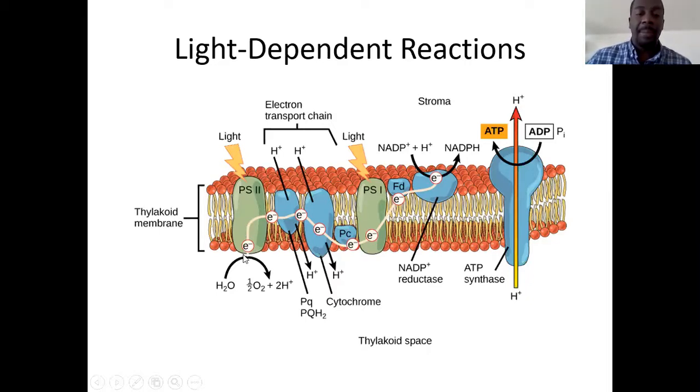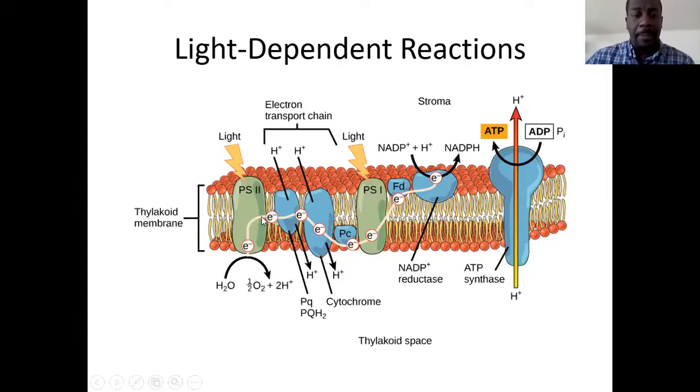When that happens, that'll break water into oxygen and hydrogen ions. So that's going to be two of our products right there. And that's also going to release a few other electrons to help stabilize this whole process. We're going to free up an electron. From there, that electron is going to move through the thylakoid membrane's own version of the electron transport chain.